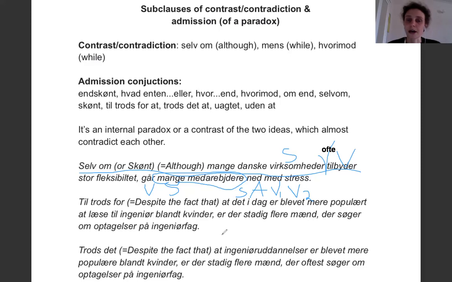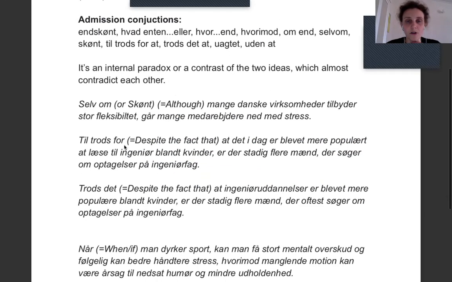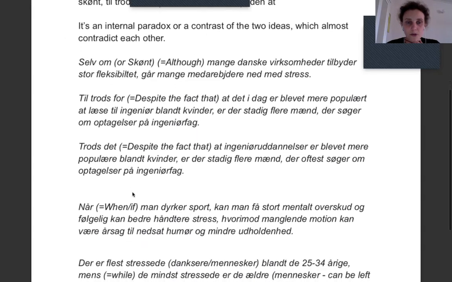And the same story would happen if you change the places. You can start with der er stadig flere mænd, der søger om optagelse på ingeniørfag, til trods for at det i dag er blevet mere populært, and then you continue the same. Instead of saying til trods for at, you can say trods det at. You can also say it like this. So remember subclause scenario and inversion in the main clause after a subclause.